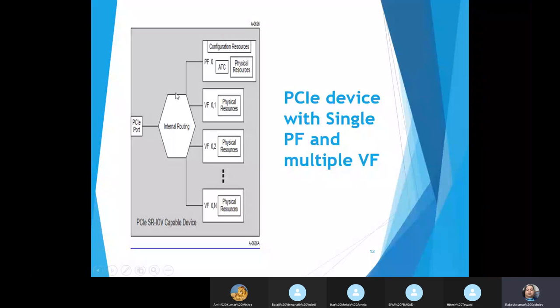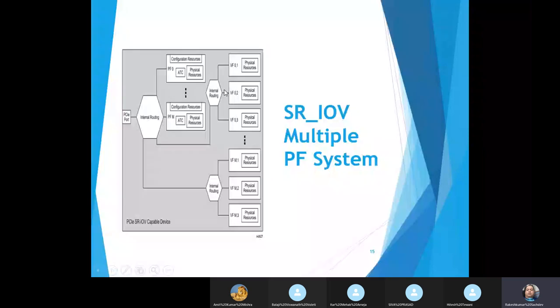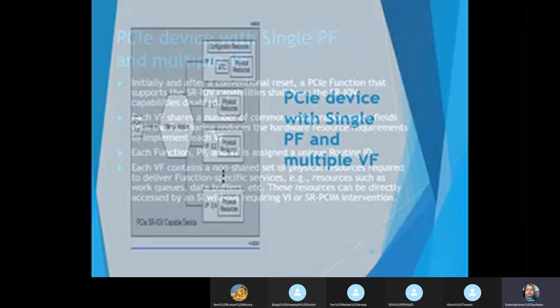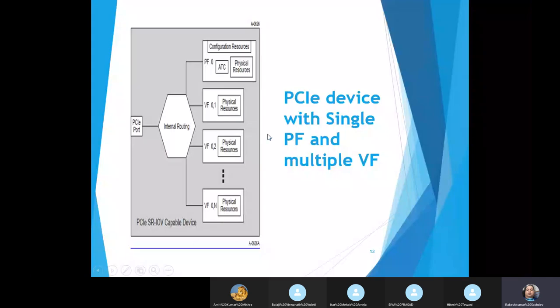So this is a more complex system today: one physical function and many virtual functions. Now you can assign virtual functions 1, 2, 3 to one CPU and 4, 5, 6 to another CPU. Although you don't have more than 8 function capability in the physical function, you can have this configuration with multiple virtual functions. This is called an SRIOV capable device. I have just shown one physical function supporting multiple virtual functions, so this is a single PF, multiple VF device: single physical function, multiple virtual function.